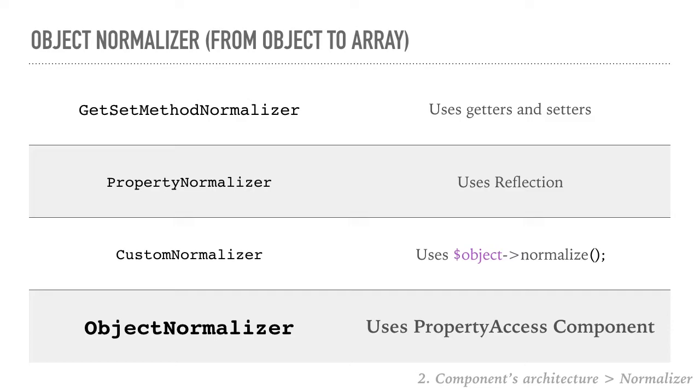We have the custom normalizer, and basically it's yours, because maybe you want to normalize things in a certain way, and you will see later, I will show you how to construct yours. And the last one is the object normalizer, and this one uses the property access component. Basically, it's going to see if a property is public. If it's the case, it's going to take it and put it in the array. If the property is private, it's going to use the getters and the setters.